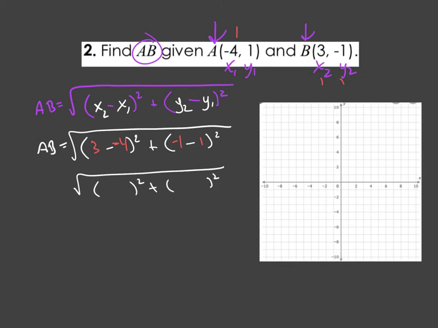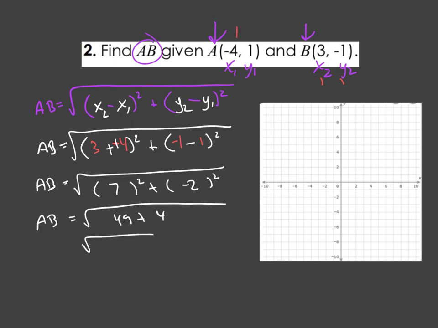I know that I still have to add the squares of these things, so I'm just bringing everything that's not going to change. And 3 minus a -4 is 3 plus 4, which is 7. -1 minus 1 is -2. Come down another layer. Right? It's all about just taking my time, writing everything out. 7 squared is 49. -2 times -2 is +4. That's going to be the square root of 53.